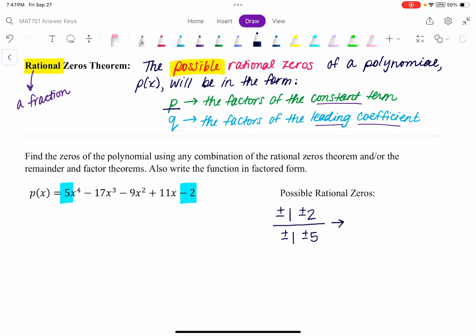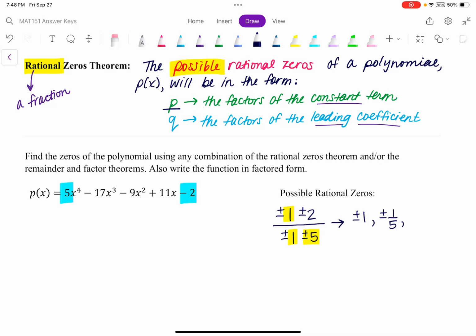So let's actually generate the list of all the individual possible rational zeros by doing this division. So we'll start by taking the first number in the numerator, so that would be 1, and dividing it by the first number in the denominator. So 1 divided by 1 we know is just 1. And then of course we have both the positive and negative version of that. Then stay with the number 1 in the numerator, and now you're dividing that by the ±5 in the denominator. So 1 divided by 5 will be 1/5, 1 over 5.